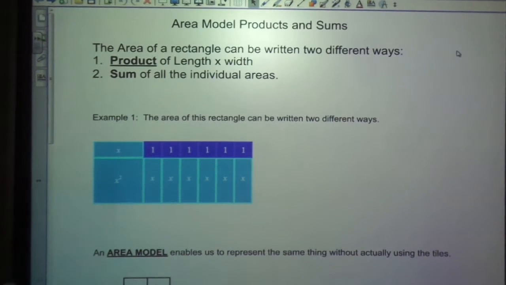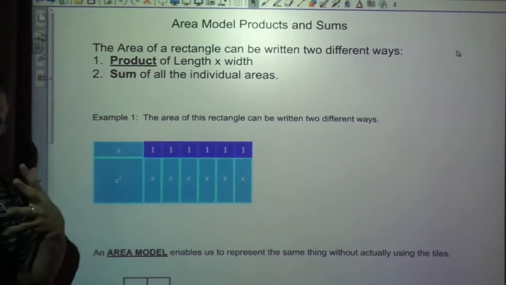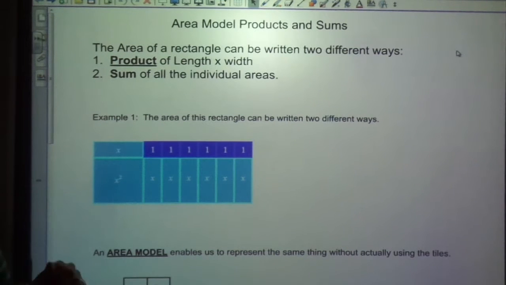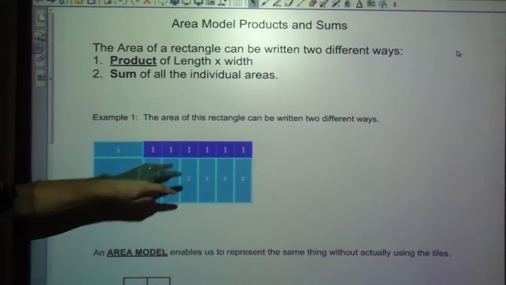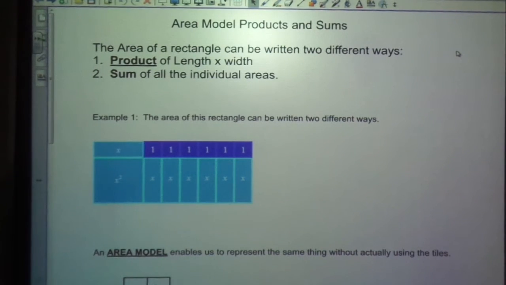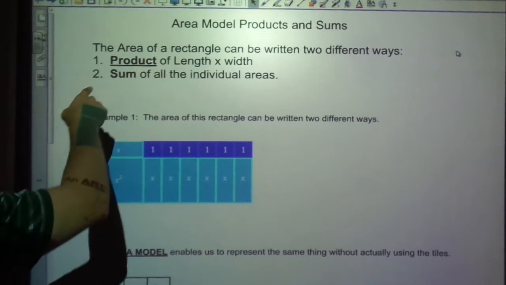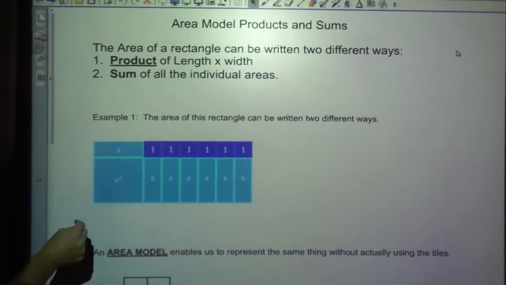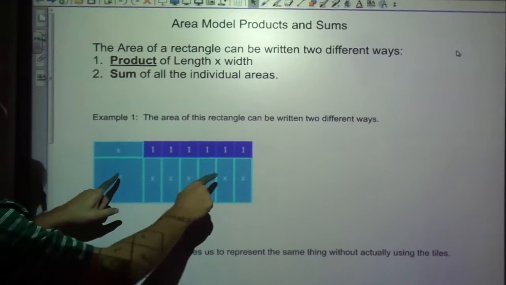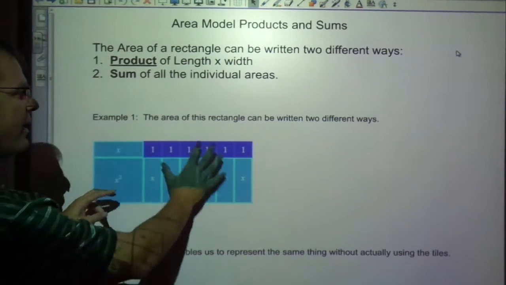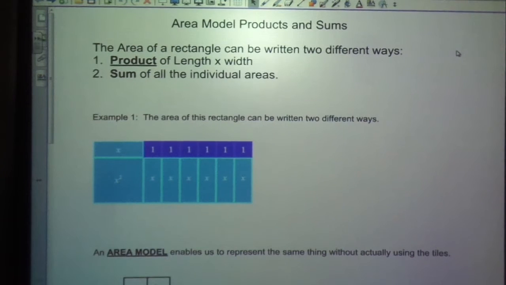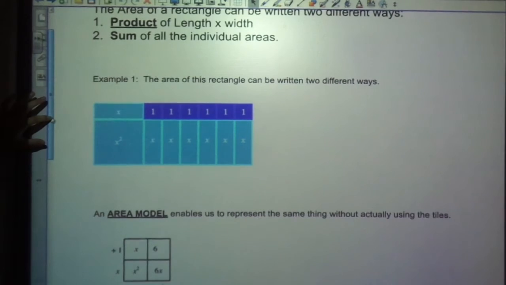What we're looking at here is that we know if we build a rectangle with tiles, there are really two different ways that we can figure out the area or express the area. One way is as a product of length times width. We can go length times width, and that'll give us the area on the inside of a rectangle. Or the other way is that you could take the sum of all the individual areas, this one plus this plus this plus this, and add up all the areas of the part that's inside, and that would also give us the area. So we want to look at representing the area in two different ways.